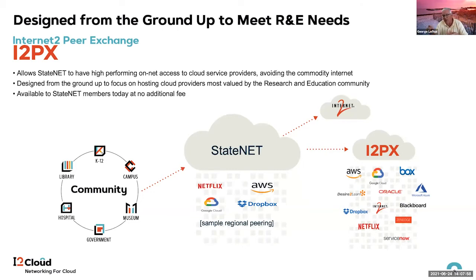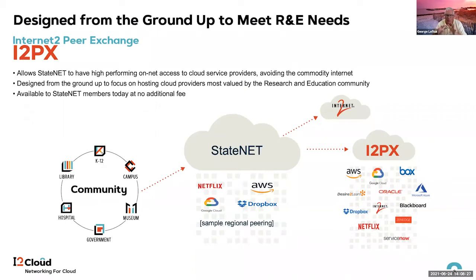And of course, there's also the connectivity out to the broader Internet2 R&E community. That's standard research and education connectivity as part of Internet2. You'll also see over here is I2PX, and that's where we're perhaps augmenting the sample regional peering that you see with other different services that we're making available. So it could be Box, right? It could be a public access to Oracle or Blackboard, Zoom, AWS.